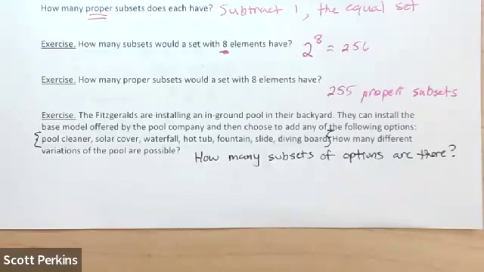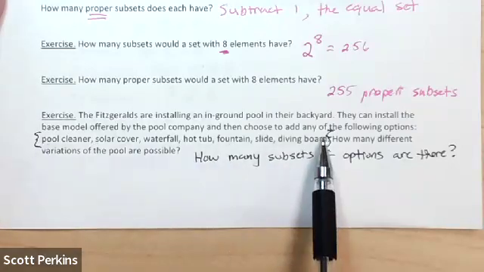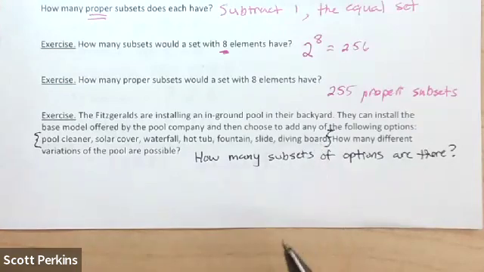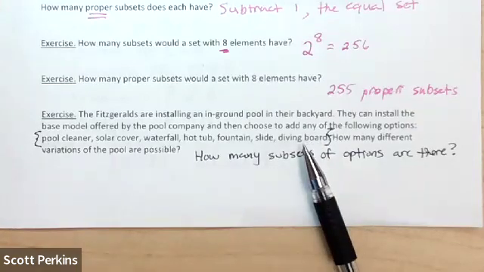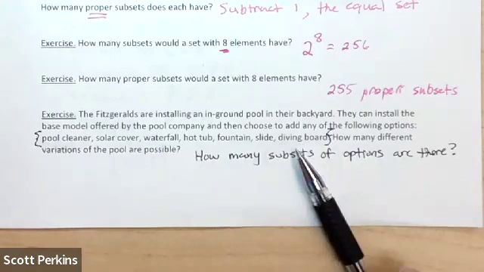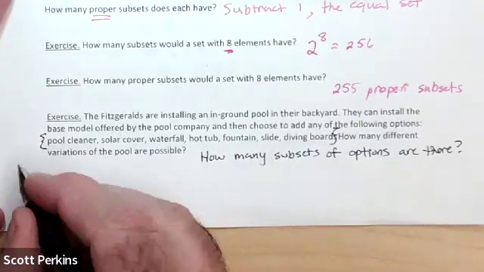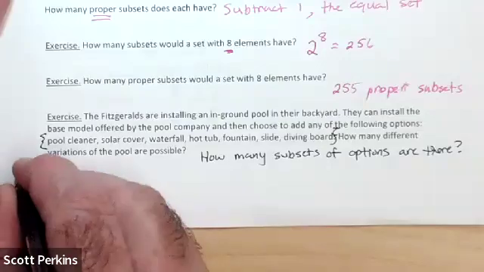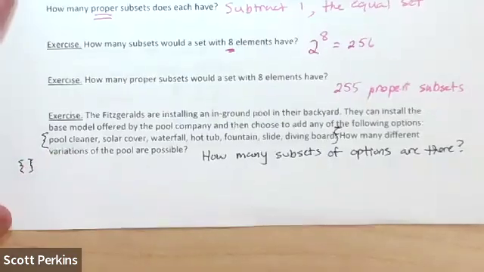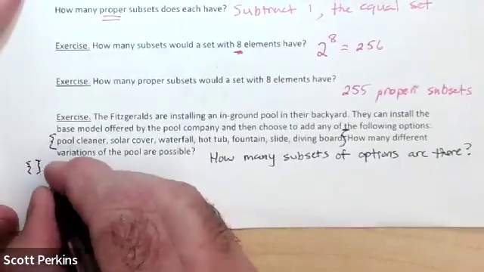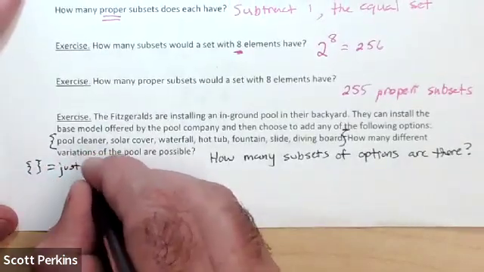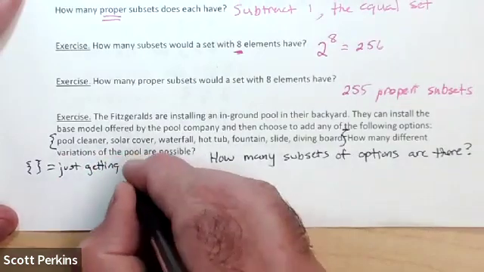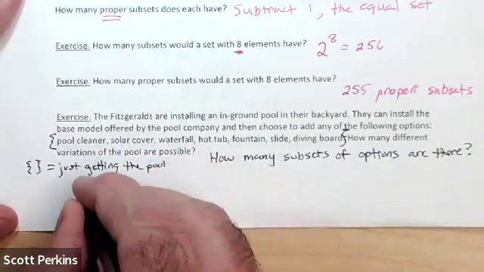I love it. So in this case, if this is the set of options, what does the empty set mean? The empty set means you're just getting the pool, nothing else, right? Does that make sense? Let me write that down because that's the common question. I'm just going to write my set braces with nothing in it. The empty set means we're just getting the pool. No options.